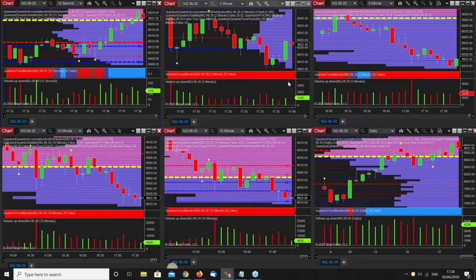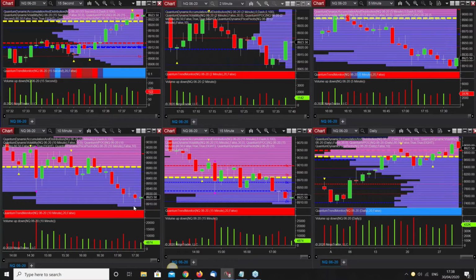Very little else that we can conclude from this right now. We just have to wait and be patient. A little bit of buying coming into this candle here, but it's still looking pretty weak.